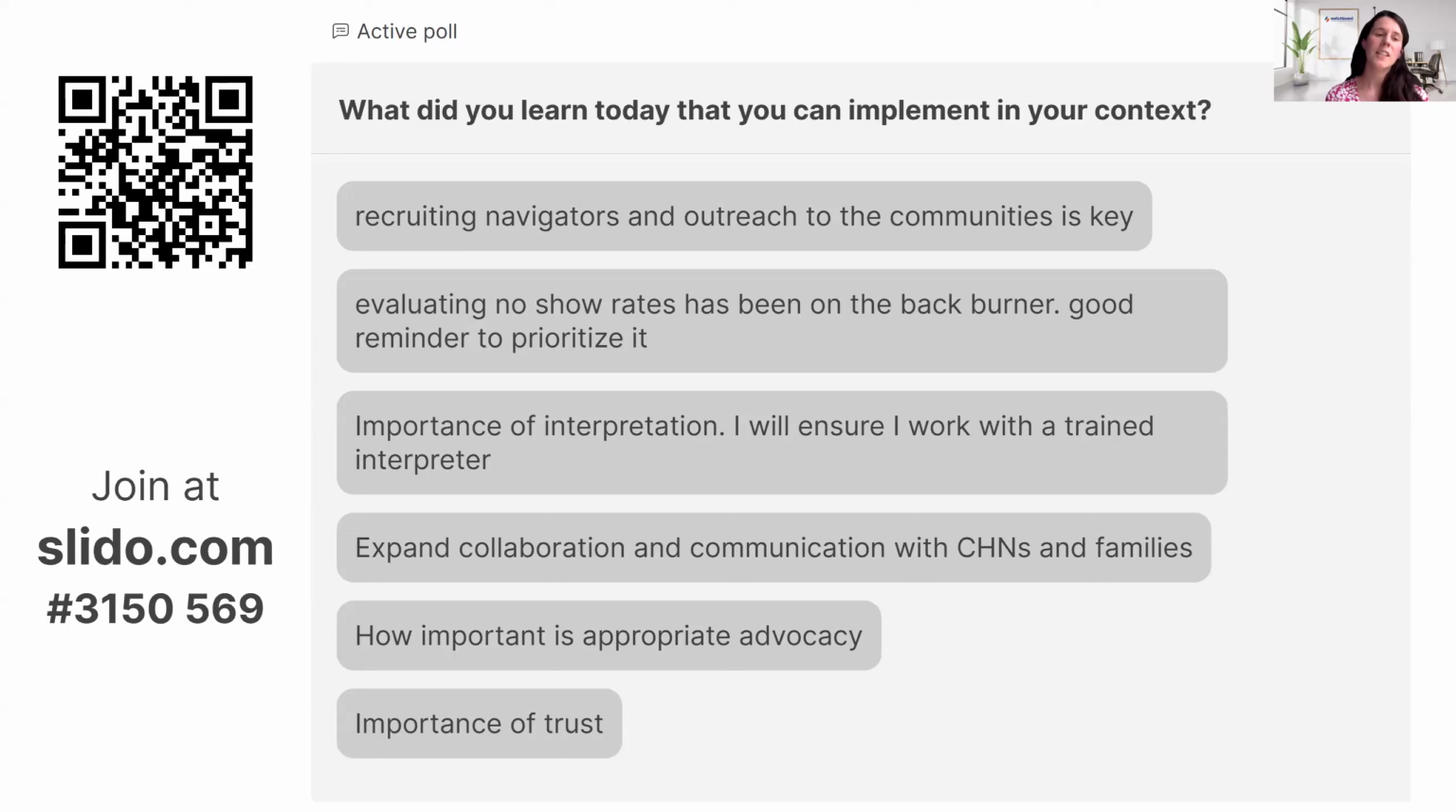Yes, often collecting the information around impact is hard, right? But it is helpful when you're trying to showcase how important your programming is. Recruiting navigators and outreach to the communities is key. Yes.